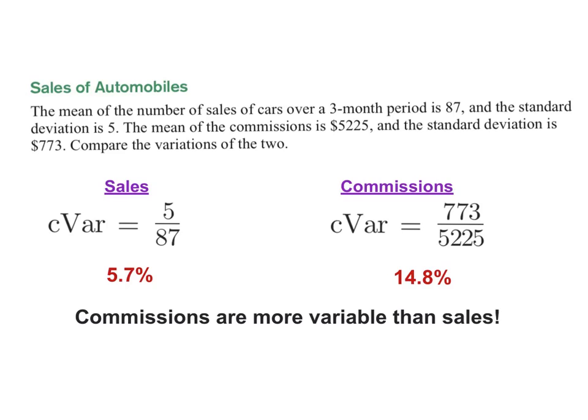Okay, you can flip it around too. But when it says compare the variations of the two, that's when you have to write something. Compare the variations of the two. Either commissions are more variable than sales, or sales are less variable than commissions. Okay? So we just found the coefficient of variation. Coefficient of variation, standard deviation divided by mean. That's pretty easy.